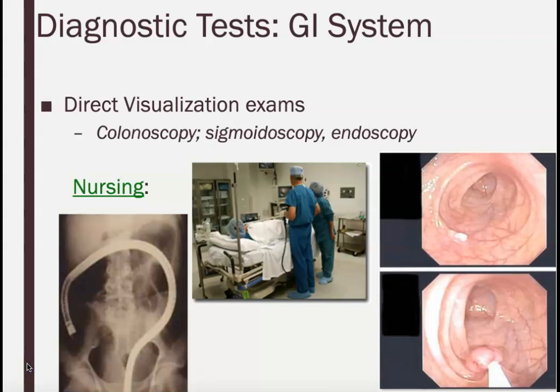Clients can be anxious about having a colonoscopy. It is important to describe the procedure, tell the patient who will perform it and where it will take place, along with what will happen during and after.